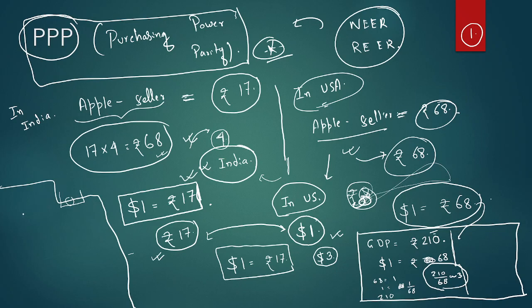Now, if we measure the GDP in terms of purchasing power parity, so you understand what purchasing power parity is, right? The cost of living. This term actually refers to the cost of living. The 4 apples that you get in India, you get 1 apple for that price in America. This is the concept and essence of purchasing power parity.